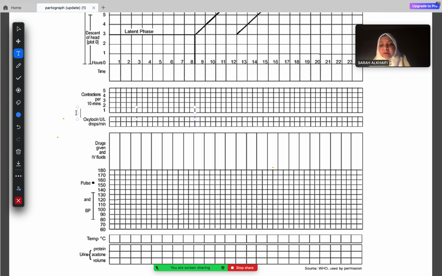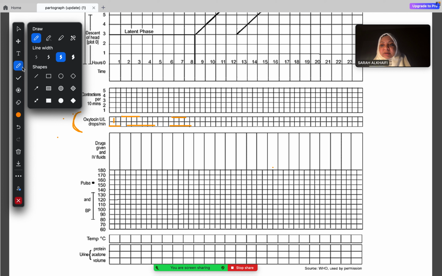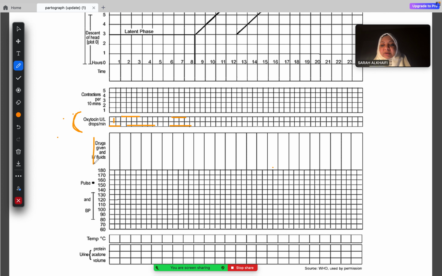Okay, this part is for the oxytocin. We're going to write just the dose of the oxytocin, or if the mother is receiving IV fluid, it's going to be written here under the appropriate time. Okay, the drug and IV fluid, and also any other drug can be mentioned here, penicillin G if she's taking it, any other IV fluid, you can also mention the name here.